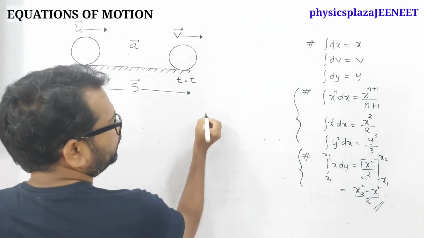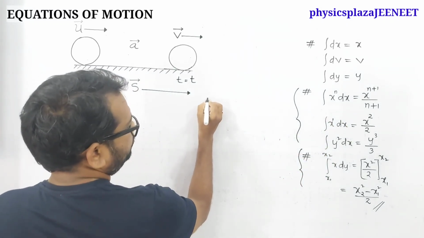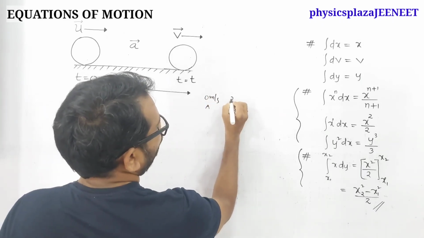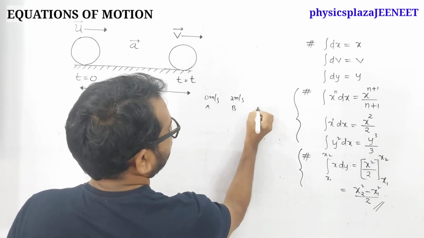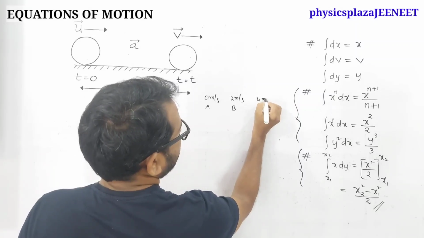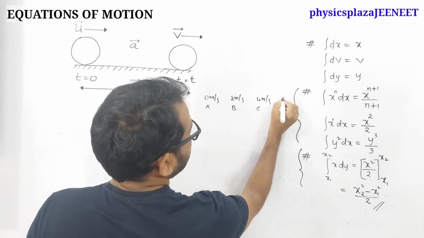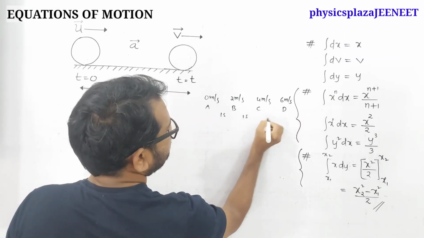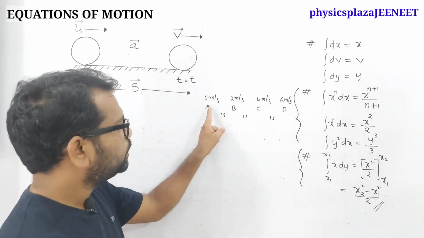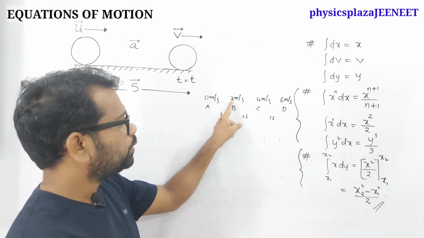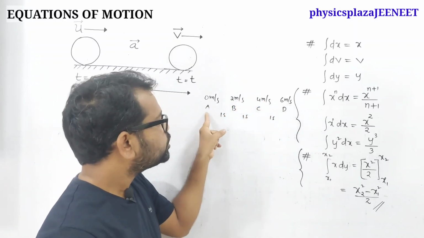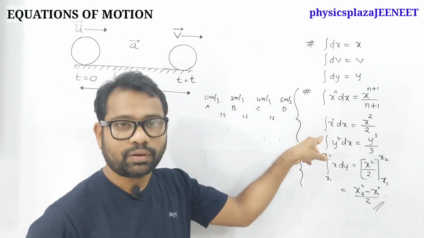Let us recall once again what is meant by uniform acceleration. Children, look here. At a point A, let us say that the body's velocity is 0 meter per second. After 1 second, let us say 2 meter per second. After one more second it is 4 meter per second. After one more second it is 6 meter per second. So in each and every second, the velocity is increased by 2 meter per second only. Here also 2 meter per second, here 2 meter per second. It means the change in velocity is uniform.